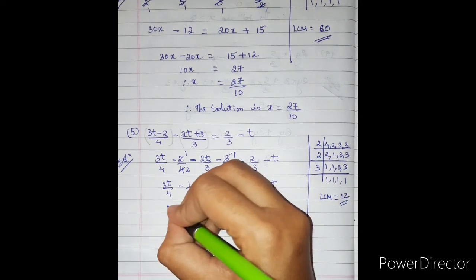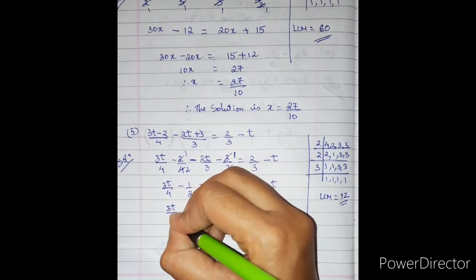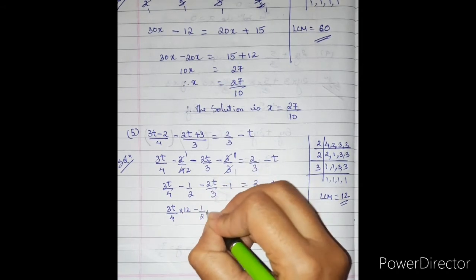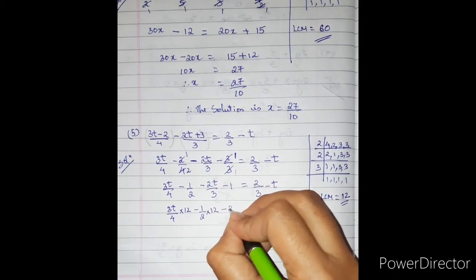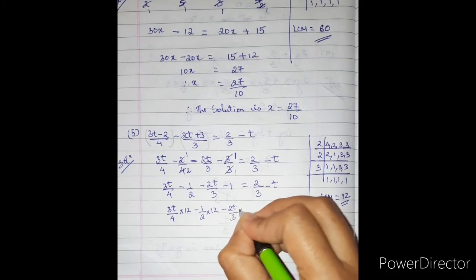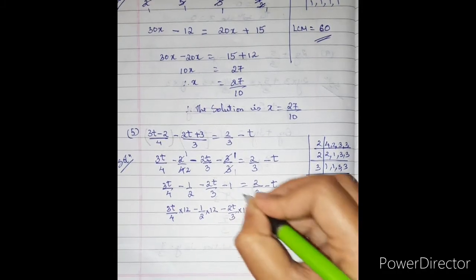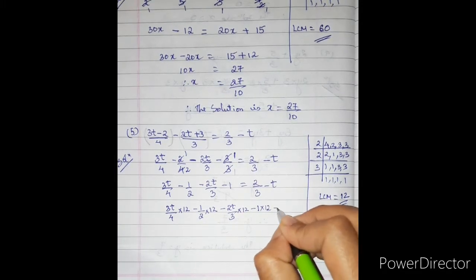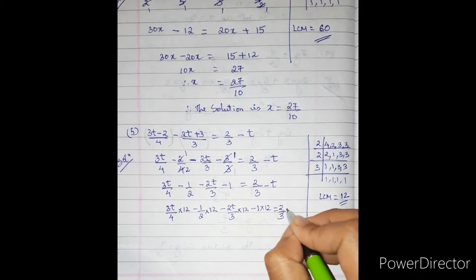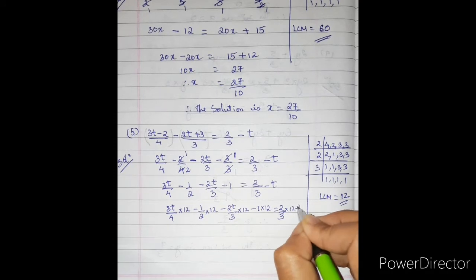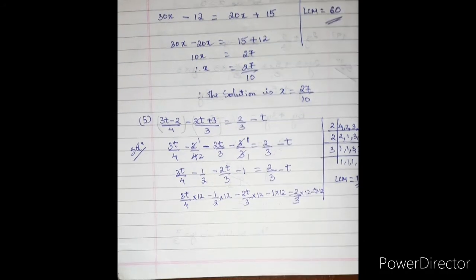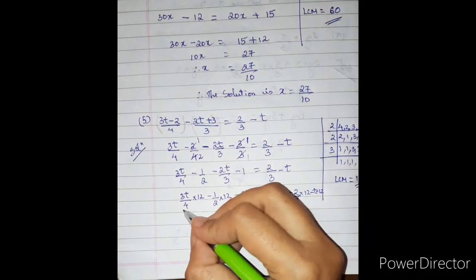Okay, let's do it. 3t upon 4 multiplied by 12 minus half multiplied by 12 minus 2t upon 3 multiplied by 12 minus 1. Remember 1 is there, you cannot ignore it. It's in the numerator, which is equal to 2 upon 3 into 12 minus t into 12. Okay.